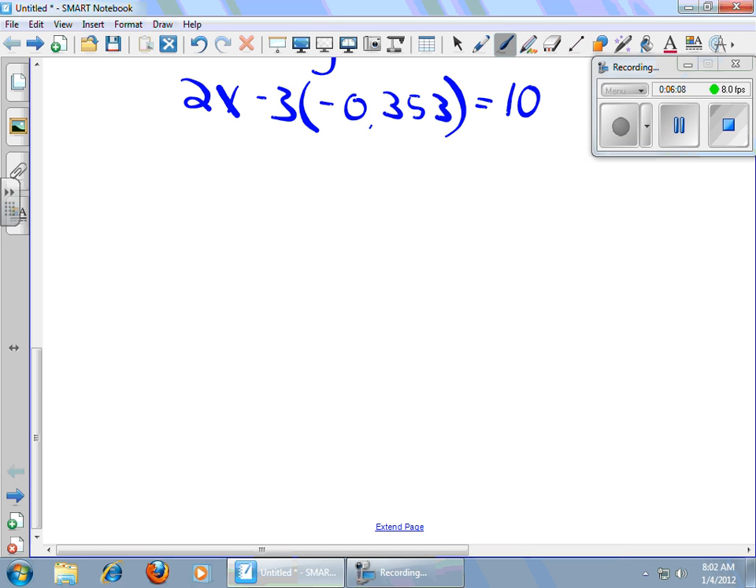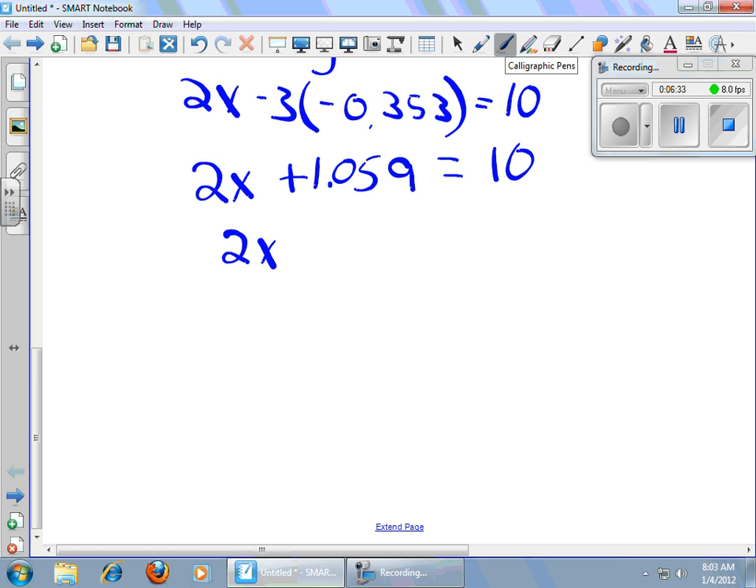Okay, let me see here. I'm going to have 2x plus, let's see, that's going to be 1.059, 1 and 59 thousandths. So then I'll have 2x, which will equal, let's see, 8.941, I believe. I subtracted 1.059 from both sides. Yes, I do like that answer.